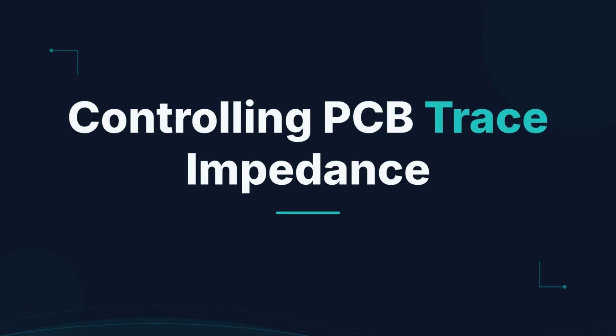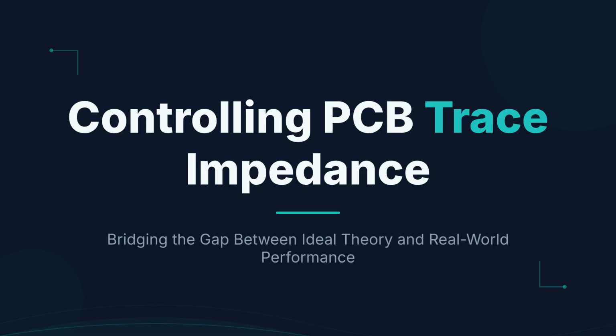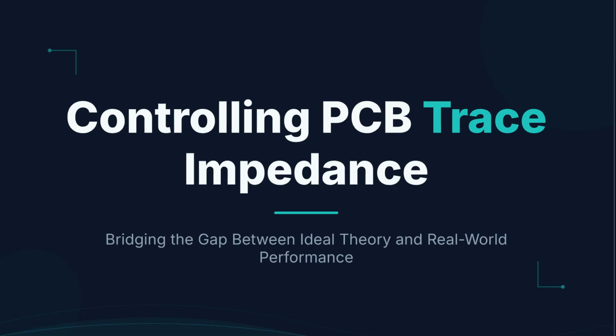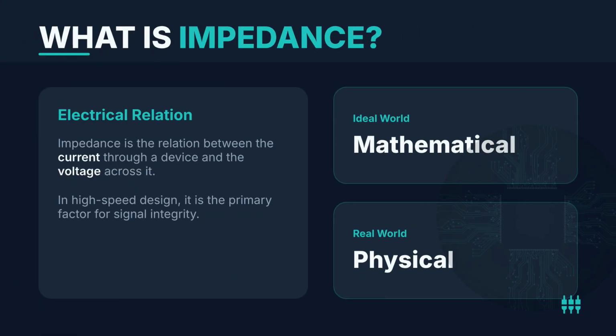Welcome to this video on controlling PCB trace impedance. We will be bridging the gap between ideal theory and real-world performance for signal integrity. Impedance is the electrical relation between current and voltage. In high-speed design, it is crucial for signal integrity.